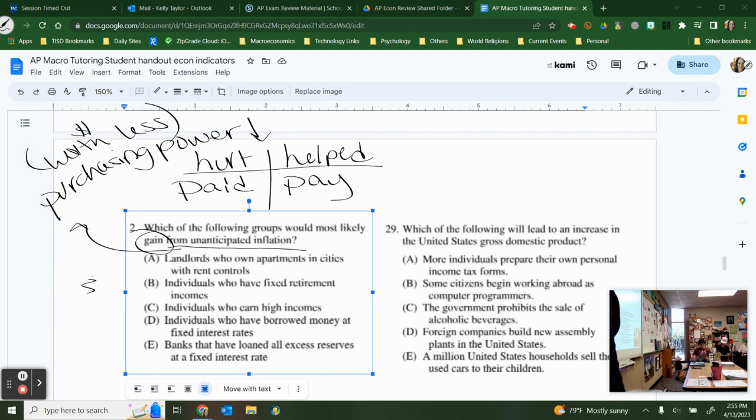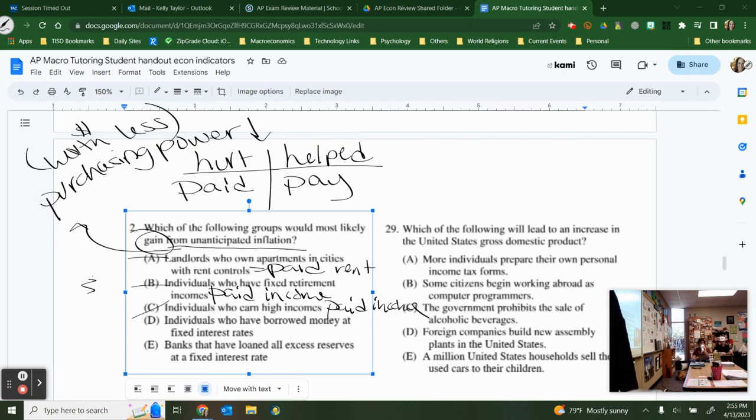Landlords are paid rent, and so they are hurt, and we're looking for a gain here. Individuals who have fixed retirement incomes are being paid their retirement income. The first one's being paid rent, the second one's being paid income. We're looking for someone who is paying, not being paid. Individuals who earn high incomes are being paid income. Once again, we're looking for someone who is having to pay, not being paid.